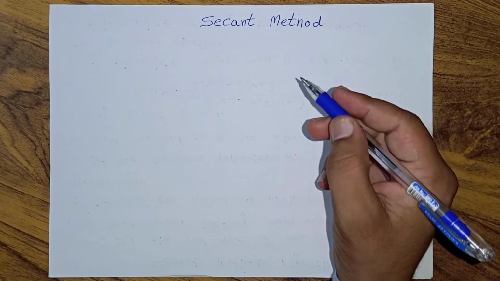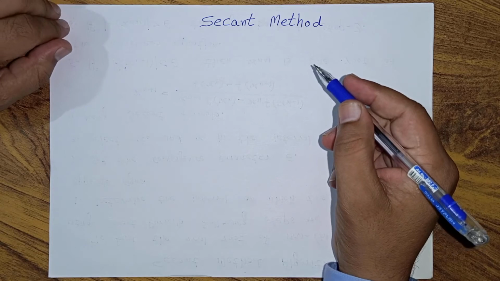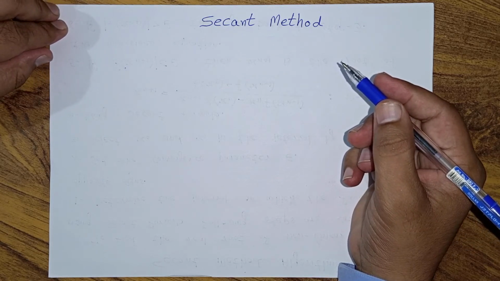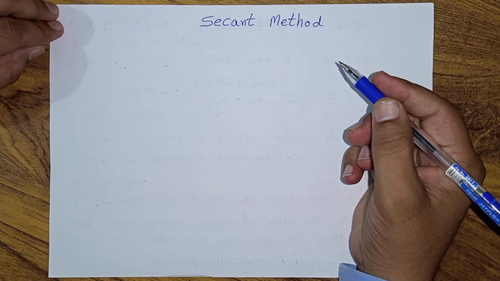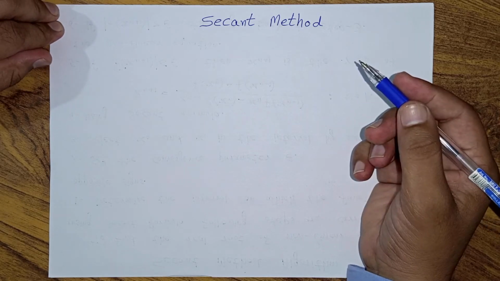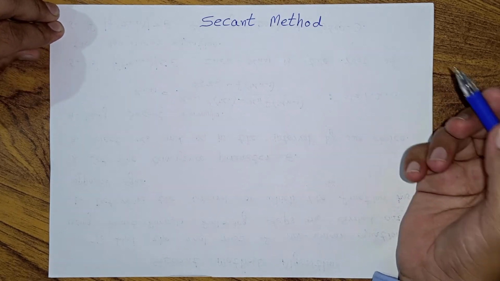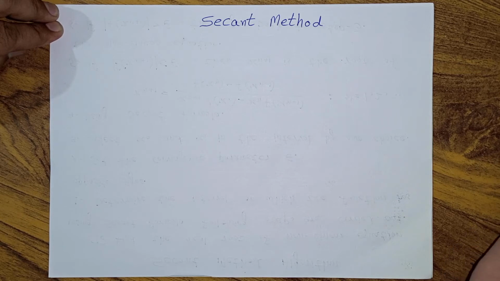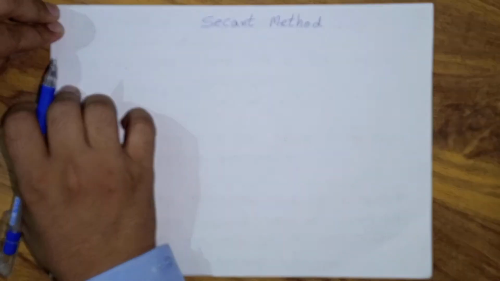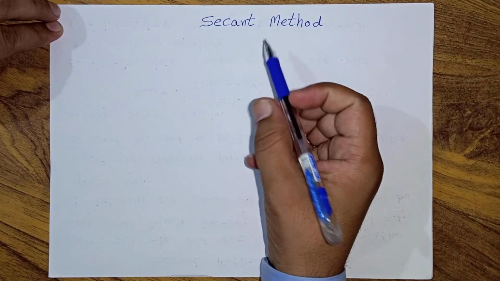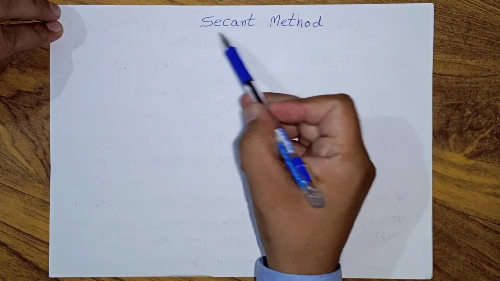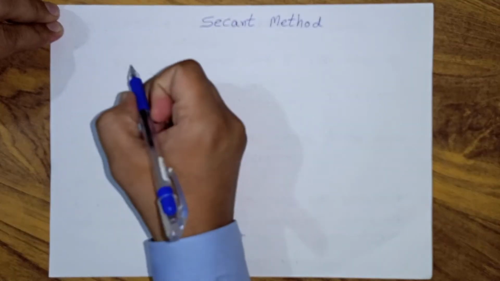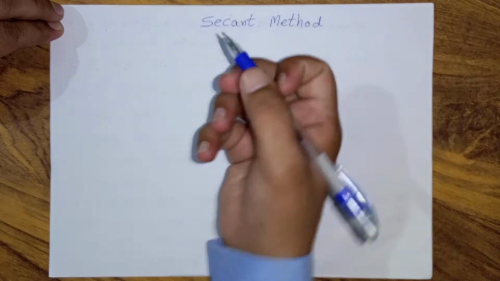In the previous video, the Newton-Raphson method to solve a non-linear equation f(x) was discussed. I discussed the algorithm for the Newton-Raphson method. Also, a question was taken to discuss the steps. Now, I am taking a new video for you, which is the secant method. First, we derive the secant method using the Newton-Raphson method.